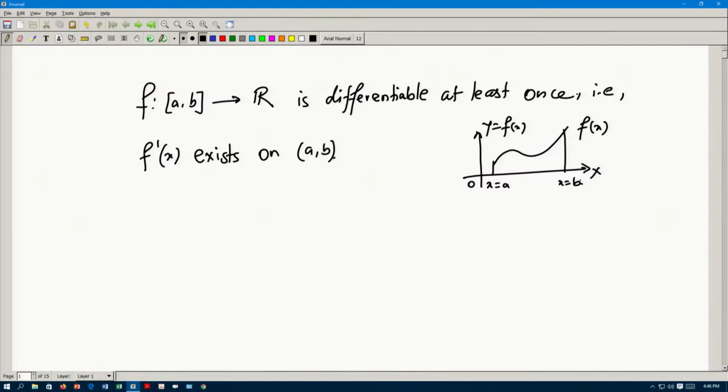In the chat, I got one question asking me to explain assignment 1, problem number 6. So let me open assignment 1 on my computer, and then I will go to question number 6.